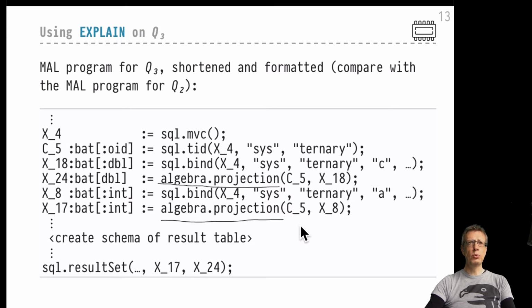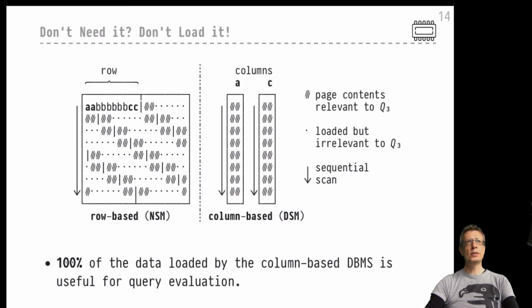Only 2 result columns make up the final answer to this query. And only these projected columns go inside the SQL result set function that will construct the 2-column result for us. So to really bring that point home, let's look at the situation in graphical form.